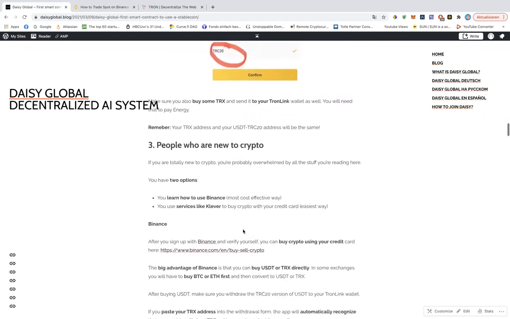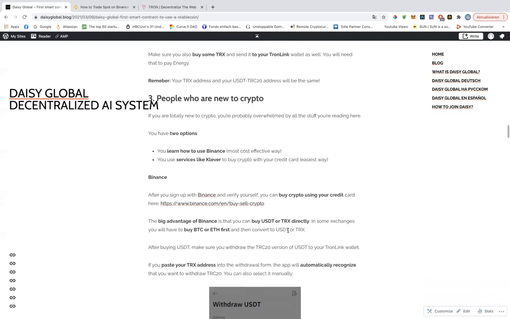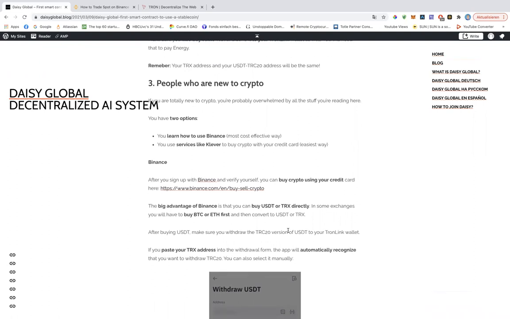All right. So the third type of people is people who are new to crypto, okay? And using Binance is probably too complicated, right? But you can still try to use it, because again, that's the most cost-effective way. We have easier ways to buy crypto, but it will be more expensive. So we will introduce two different ways to get crypto. One is Binance and one is Clever. And again, Binance is more cost effective, right?